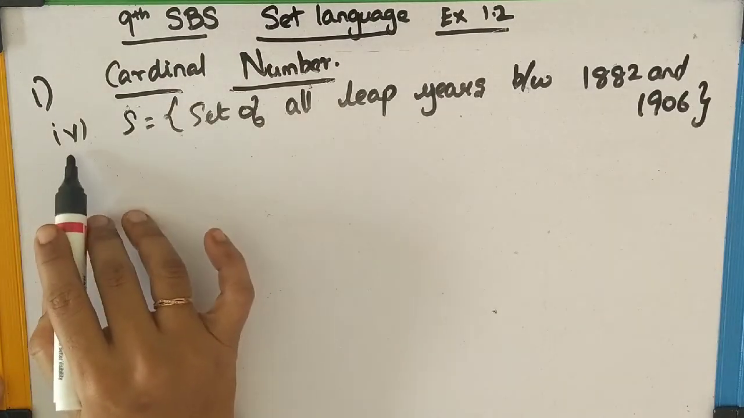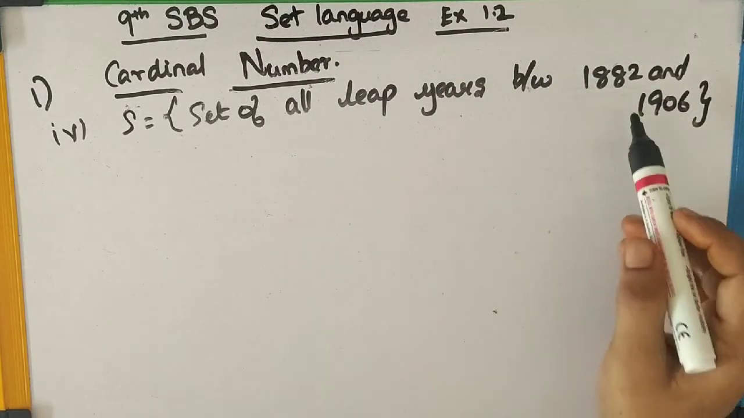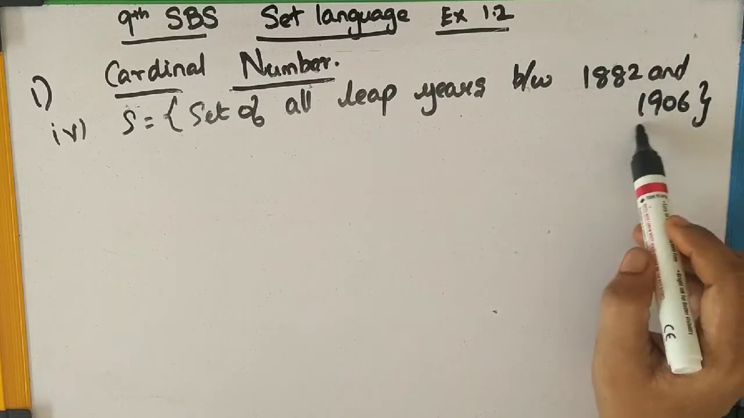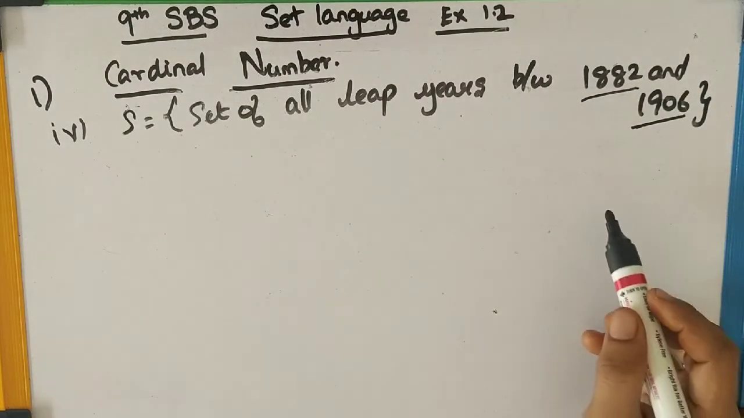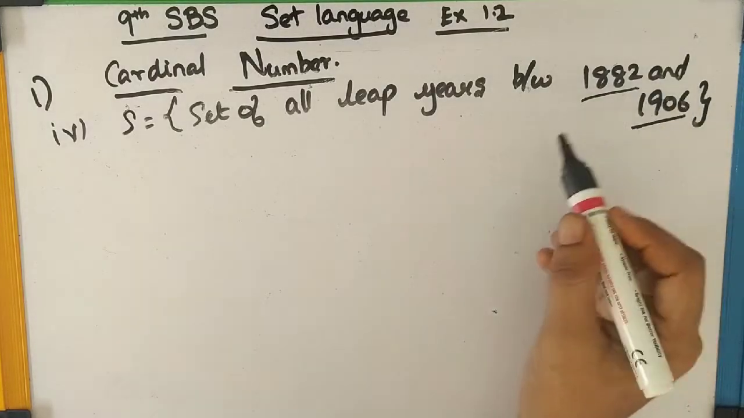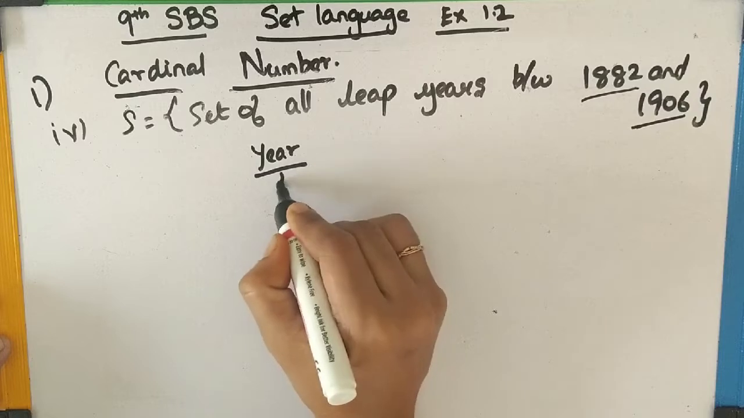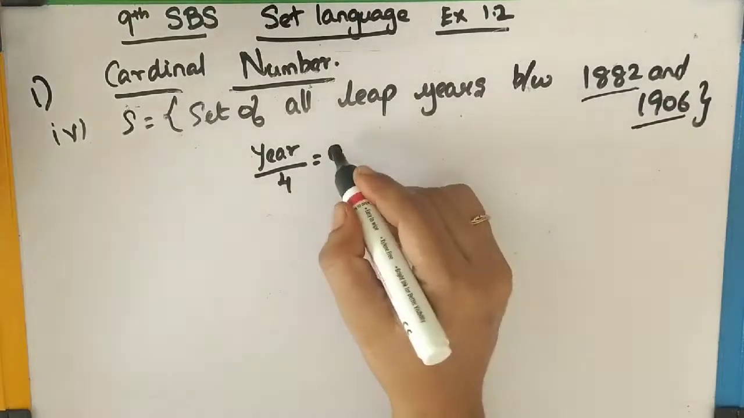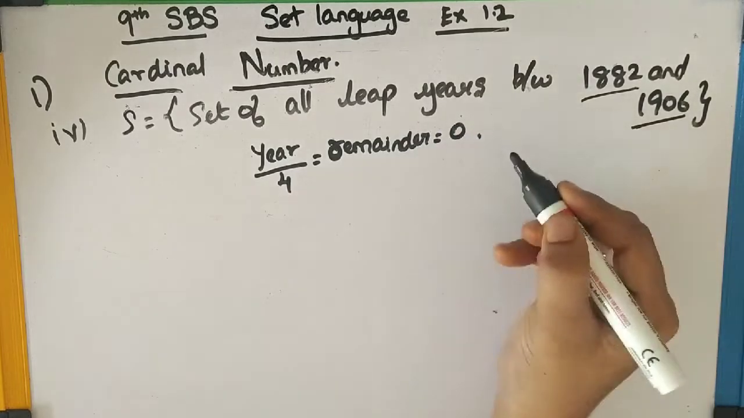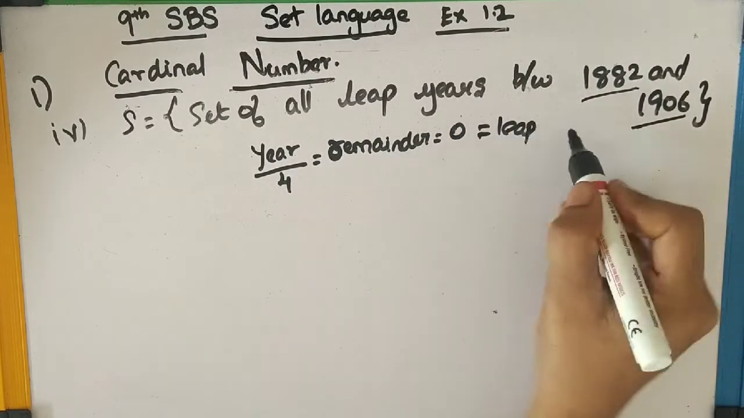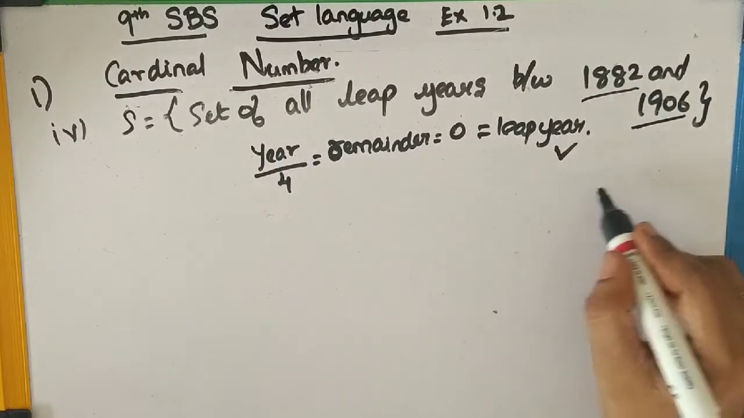Understood? Now, let's go to the next question. S is equal to the set of all leap years between 1882 and 1906. Okay? Now, what is a leap year? How can you find a leap year? When the year is divided by 4 and if the remainder is 0, then that year is a leap year. Now, let's first check, is 1882 a leap year or not? First take 1882 and divide it by 4.